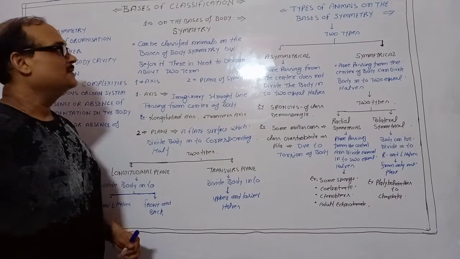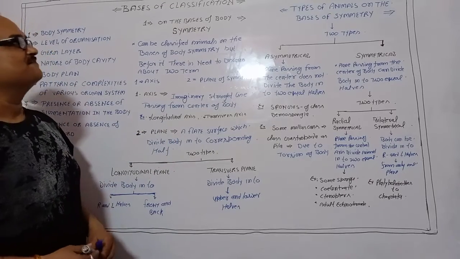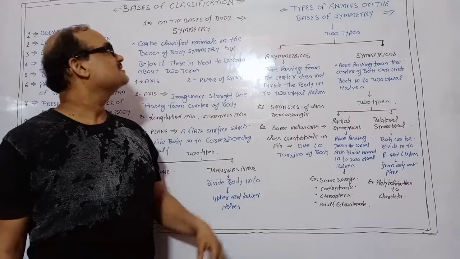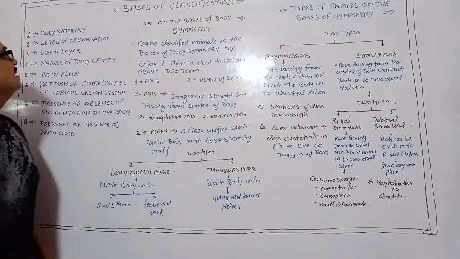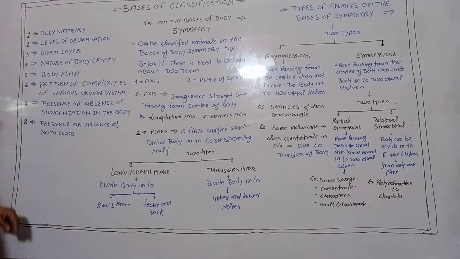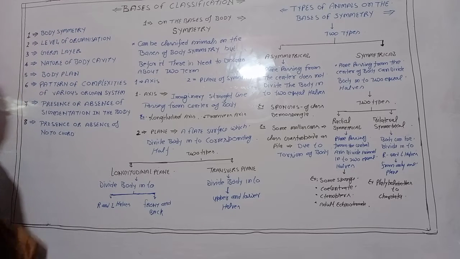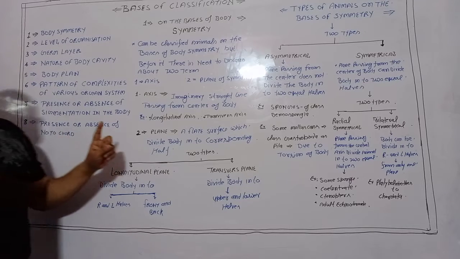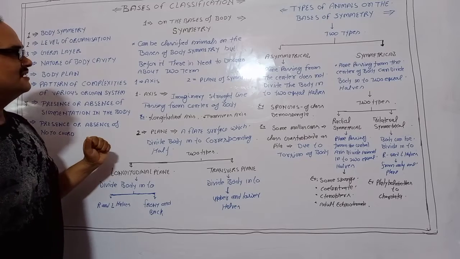Hello students, today we will talk about the second part of the animal kingdom, in which we will discuss the basis of classification. As you know, there are different types of bases of classification, which are eight here. But the first question that arises is: what is the need for a basis?